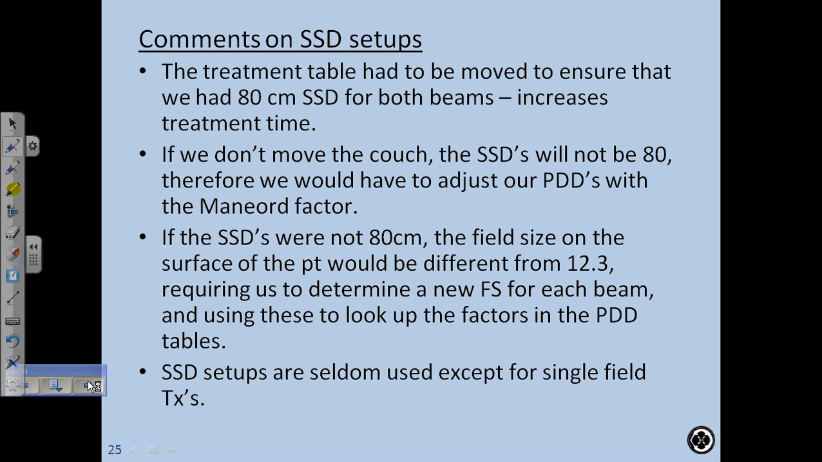Comments on SSD setups. The treatment table had to be moved to ensure that we had 80 centimeters SSD for both beams. Okay? So think about this. For the first one, it was 80 SSD. The patient's on the table and they set up 80 SSD. Now that 80 SSD, that's the isocenter for a cobalt-60 beam. So if I don't move anything except rotate the cobalt-60 beam around to the PA position, what's my SSD? You have enough information to tell me this.